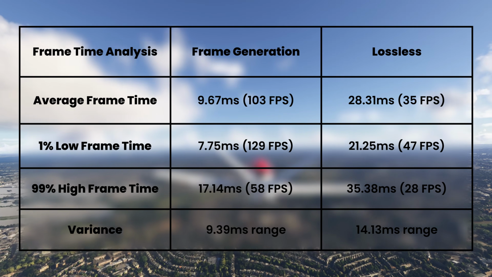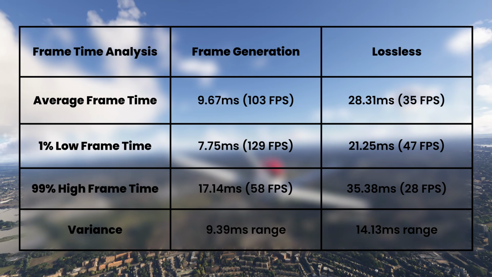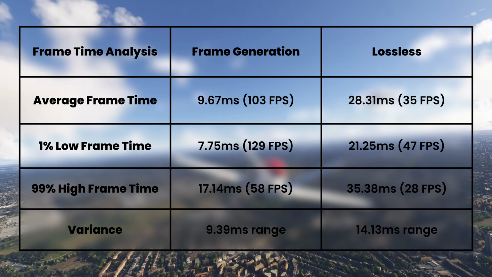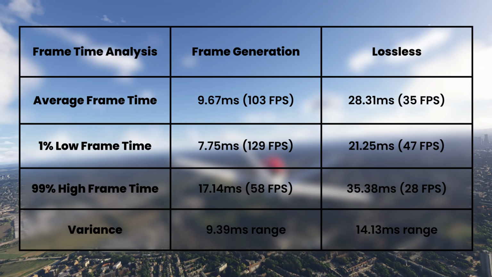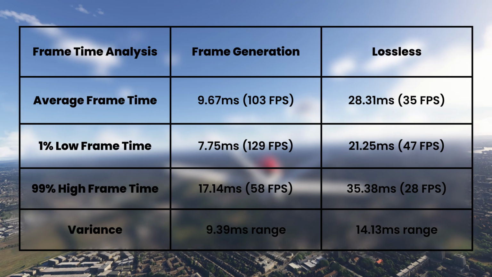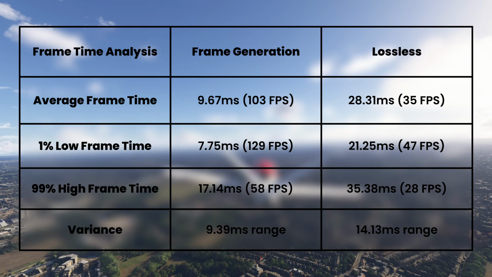So what about Lossless? Was performance much more consistent when using it? Well, our testing revealed some counterintuitive results. Lossless showed higher average frame times at 28.31 milliseconds, nearly 193% slower than Frame Generation's 9.6 milliseconds, but the raw numbers don't tell the whole story.